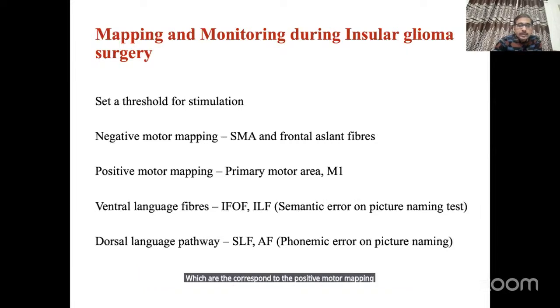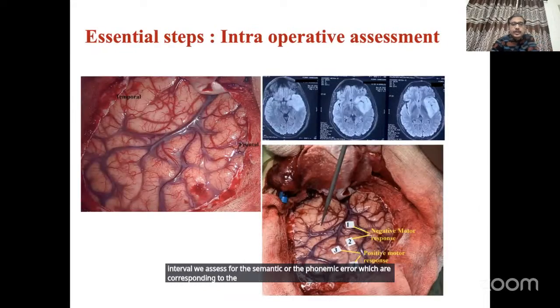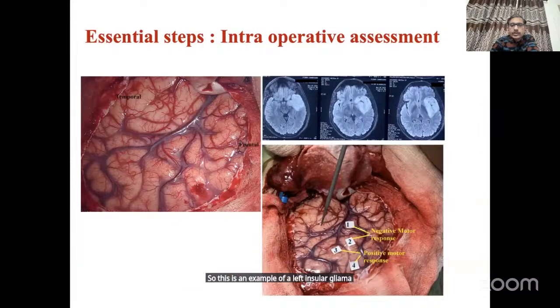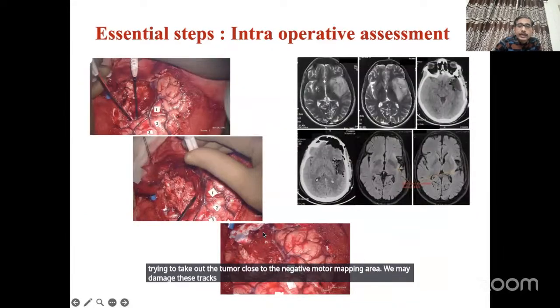And inside the tumor, while we move on with the resection, at frequent intervals we assess for the semantic or the phonemic error, which correspond to the ventral or the dorsal language pathway. So this is an example of a left insular glioma where we did the craniotomy and we could elicit the negative motor mapping area here and the positive motor mapping area here. However, our cortical resection is towards the temporal side, but we should be very careful while we go inside and try to take out the tumor close to the negative motor mapping area. We may damage these tracts and the patient may have an additional deficit.